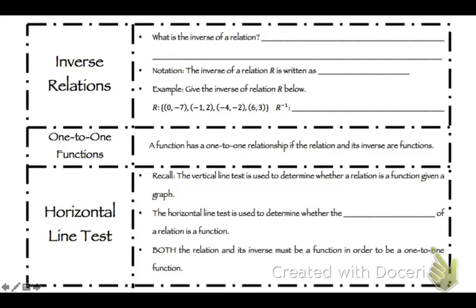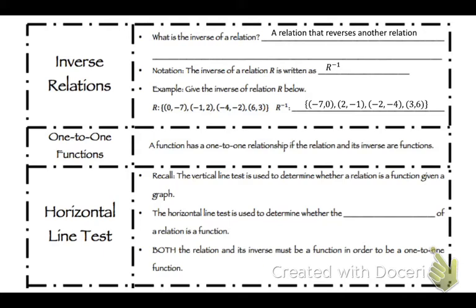Okay, inverse relations. Remember, inverses are kind of like opposites. Like when we were talking about logarithms and exponentials, those were inverses of each other. So the inverse of a relation is a relation that reverses another one. The inverse of a relation R is written as R to the negative first power. That's how we denote inverse a lot. So if we're given R as (0, -7), (-1, 2), (-4, -2), and (6, 3), that inverse would just be (-7, 0), (2, -1), (-2, -4), and (3, 6).